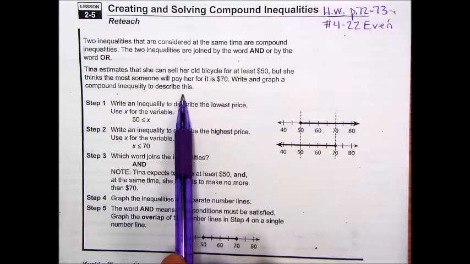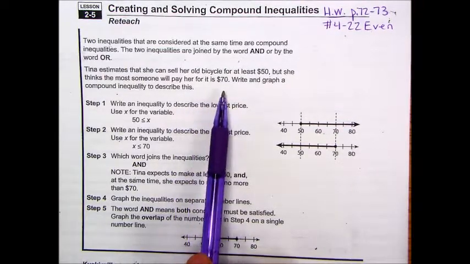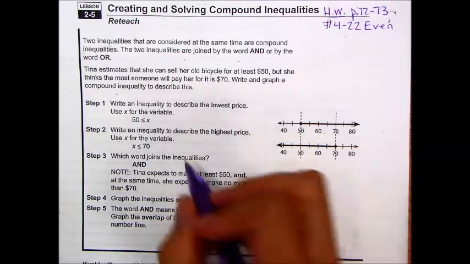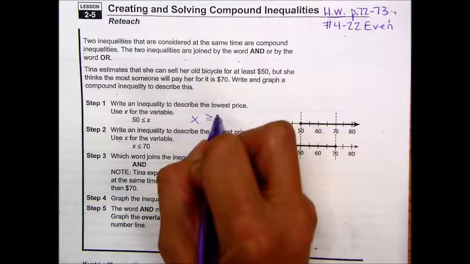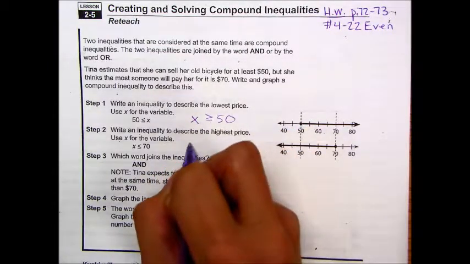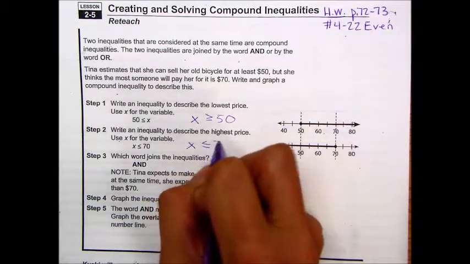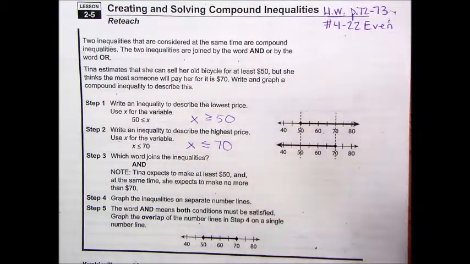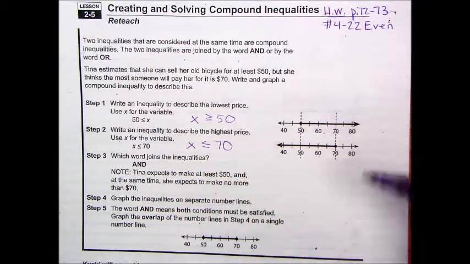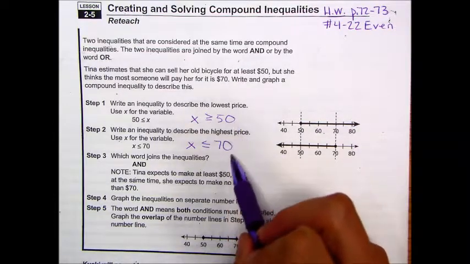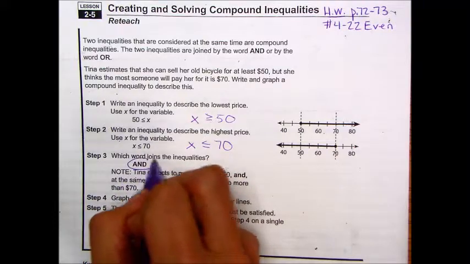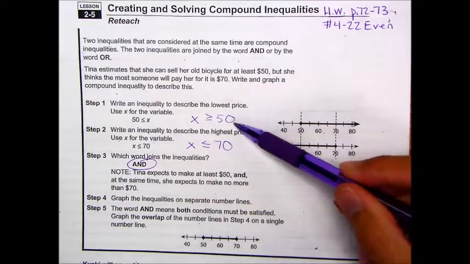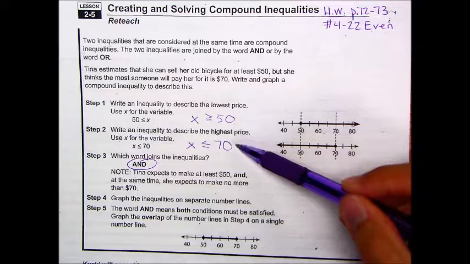So in our case here, this would be a situation where it would be very possible to have a number that is greater than or equal to 50, as well as be less than or equal to 70 at the same time. So some examples we could think of would be $60 would be greater than 50 and less than 70 at the same time. So this would be considered an and situation because you could meet both of these requirements or conditions at one time.